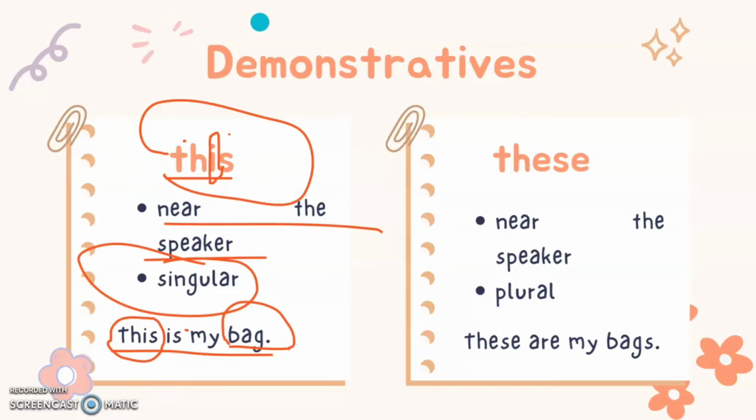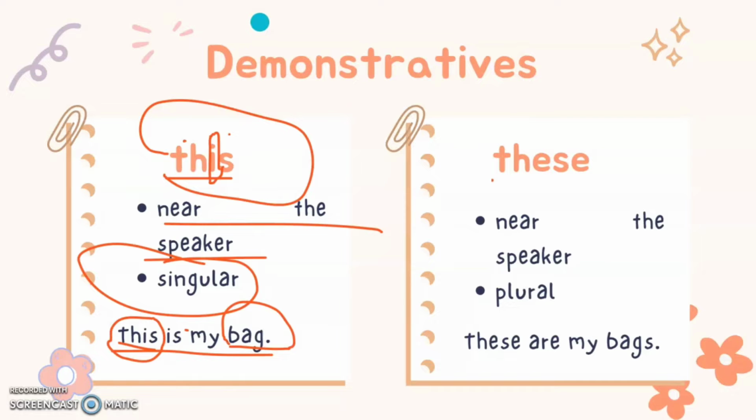This is my bag. And as you have seen, bakit hindi these yung ginamit natin? Kasi nga, singular ang ating verb, singular din ang ating object. And malapit lamang sa atin yung object na yon. Kaya ang gagamitin natin ay this, this. Okay?